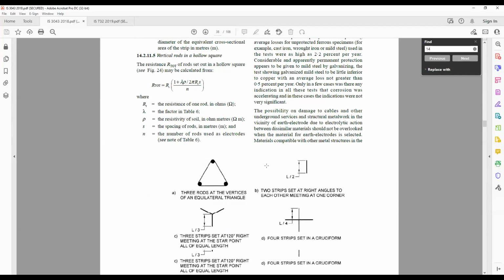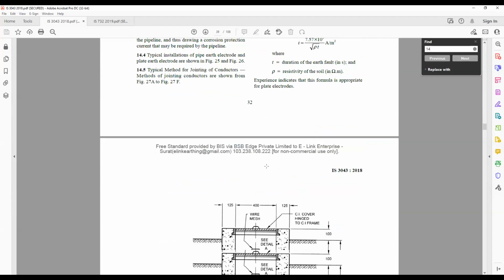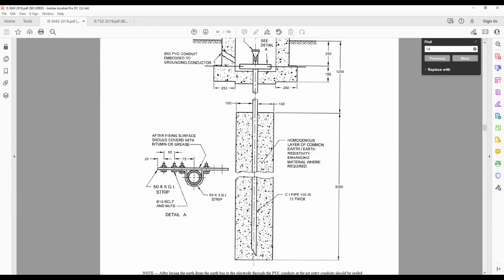But will it not create a floating neutral issue if we are not connecting the transformer neutral to the ground?